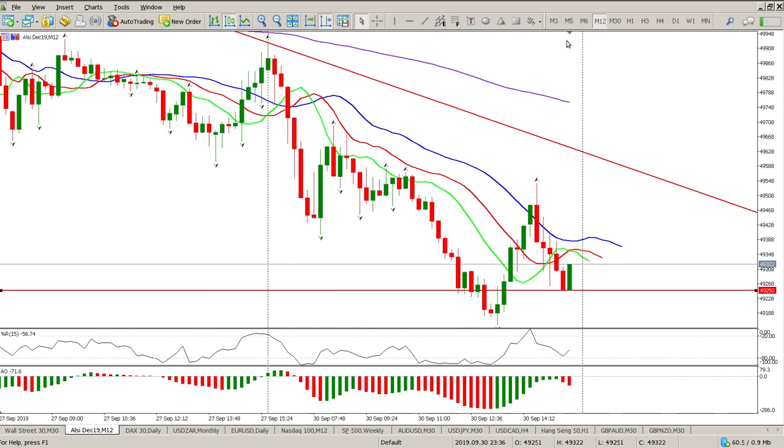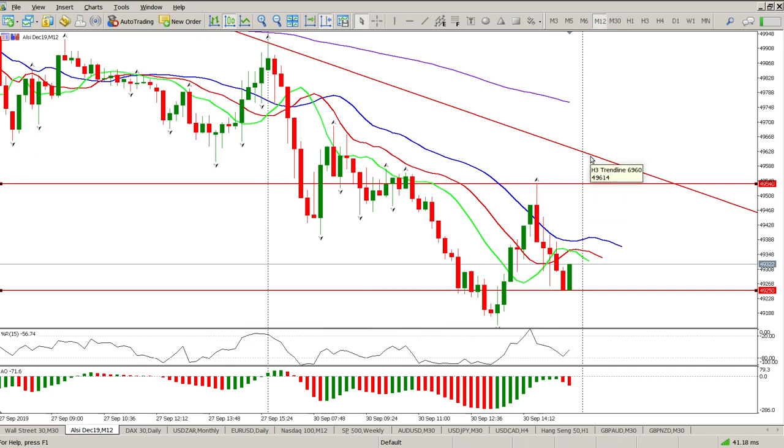Is to see what's transpiring, and the break above that fractal level there, which is 49,540, would trigger a long for me. However, look at this trend line too close. I'm not really keen on taking that trade.